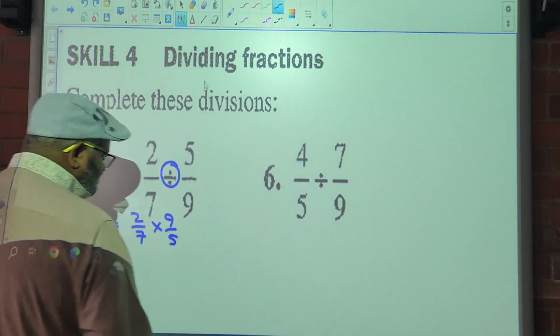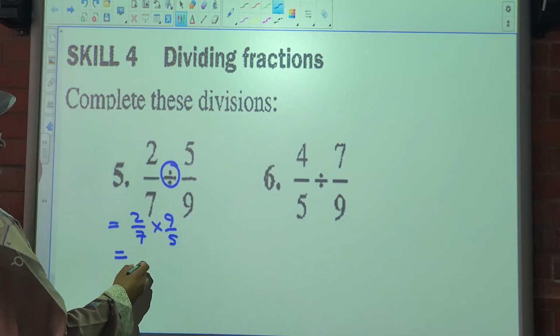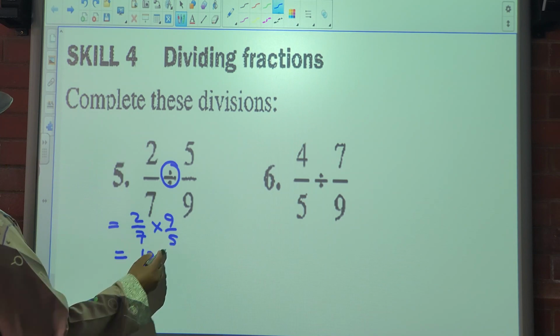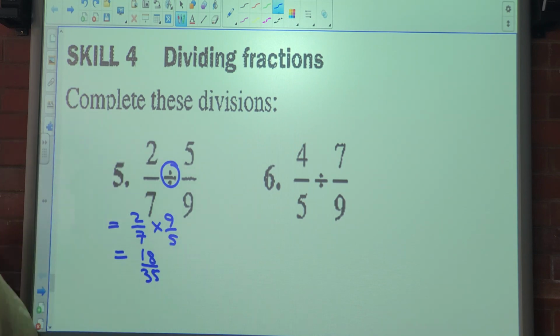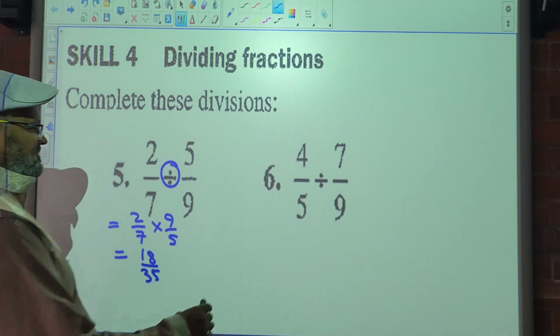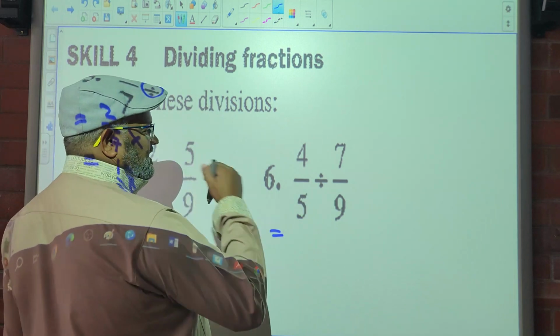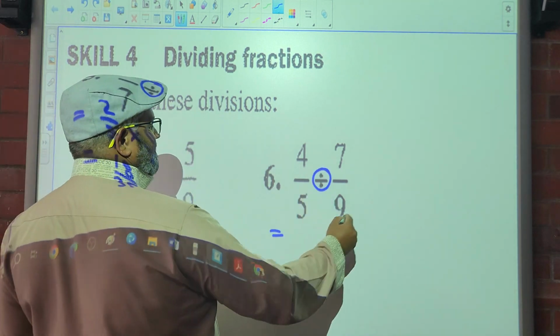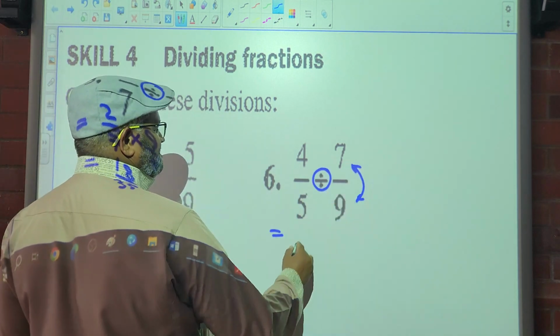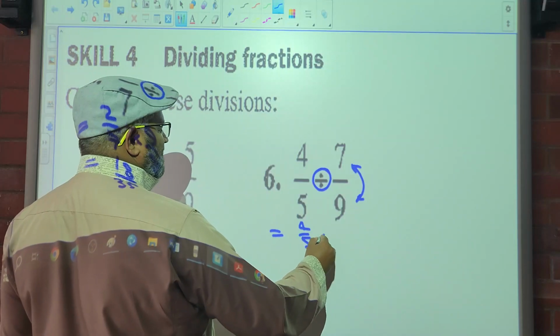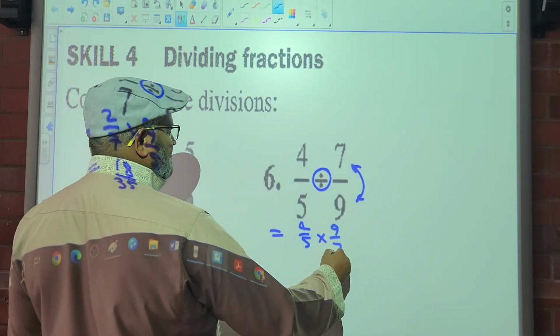So 2 times 9 is 18, 7 times 5 is? You all agree with that? Yes, sir. So number 6: 4 over 5 divided by 7 over 9. So what's going to happen here? Change this to multiplication, tumble and times. So 4 over 5 must be multiplied by 9 over 7.